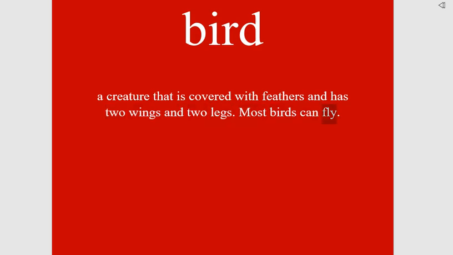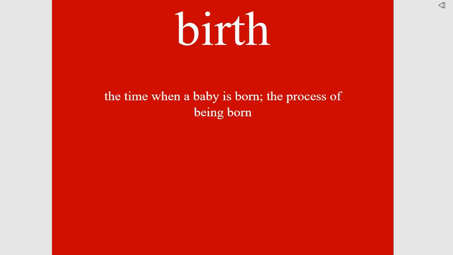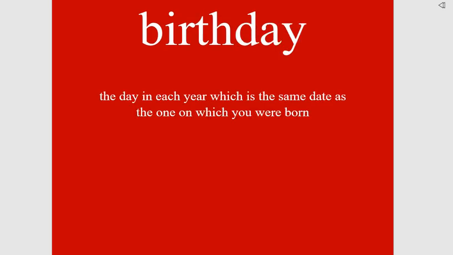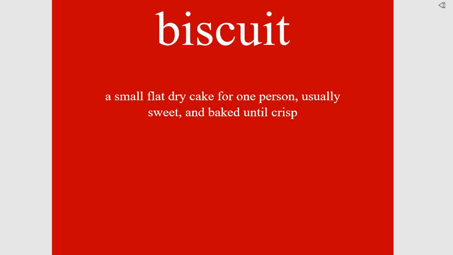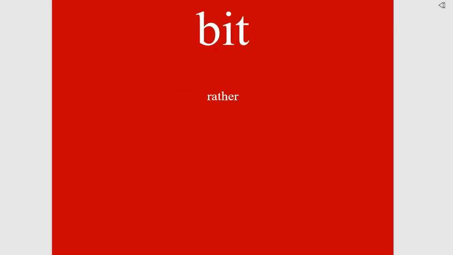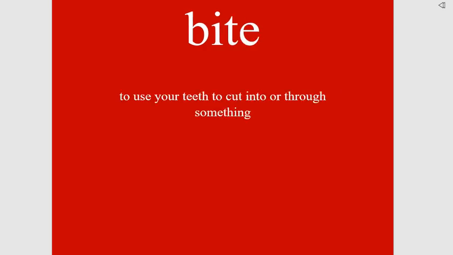Most birds can fly. Birth. The time when a baby is born, the process of being born. Birthday. The day in each year which is the same date as the one on which you were born. Biscuit. A small flat dry cake for one person, usually sweet, and baked until crisp. Bit. Rather.